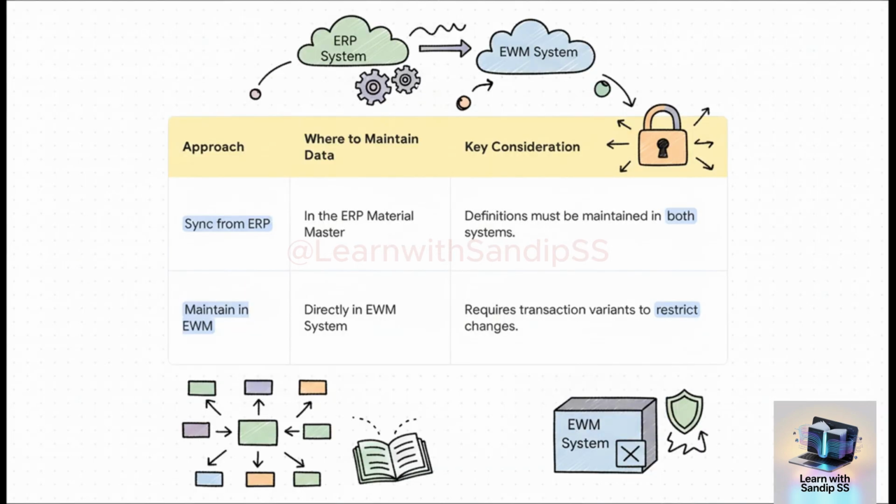So, what does this actually mean for you if you're on a decentralized system? Well, you've got a choice to make. You can either embrace the new way and maintain this data in your central ERP, but you'll have to be really careful to keep the definitions in sync between both systems. Or you can decide to just keep doing it directly in EWM, but you'll have to use some technical tricks to lock things down and prevent any mix-ups. It's a strategic call, and it's really a trade-off between central control and local flexibility.